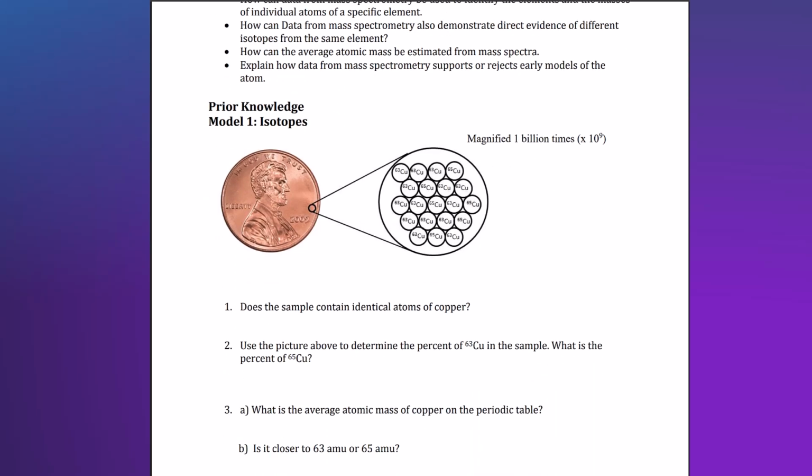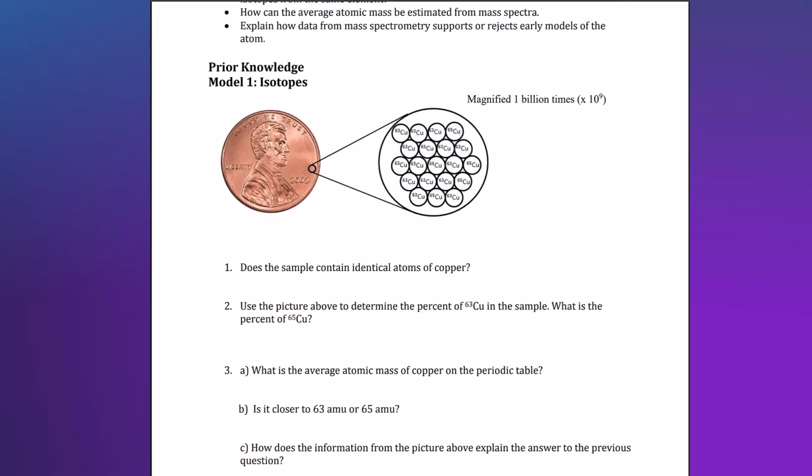So on Model 1, it's giving us a picture of a penny, and it has different copper isotopes that are in the penny. And so question 1, does the sample contain identical atoms of copper? You should have said no. All right, it does not. If you look at the picture closely, you have copper 63 and you also have copper 65. So there's not identical atoms of copper.